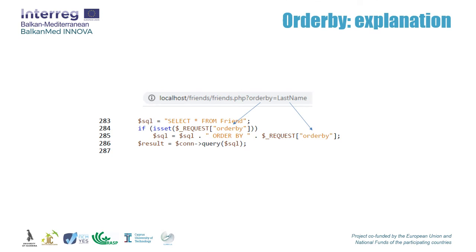In lines 284 and 285, when there is a URL parameter orderby, for example orderby equals last name, then the SQL select statement is modified as, select all from friend order by last name, and the results in line 286 are returned from the DB server ordered by the required field.